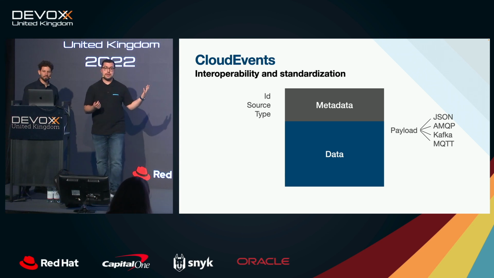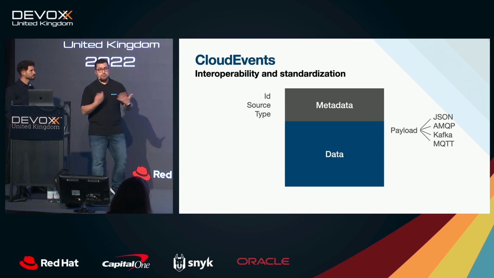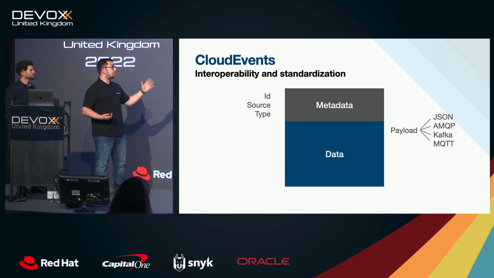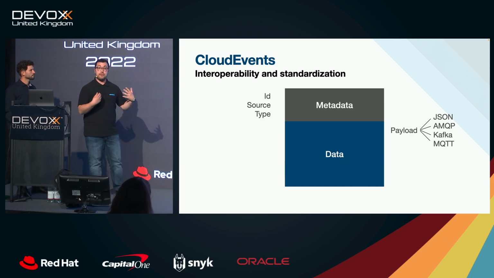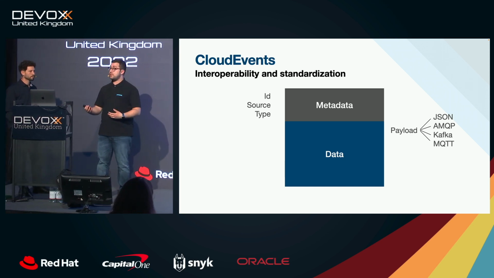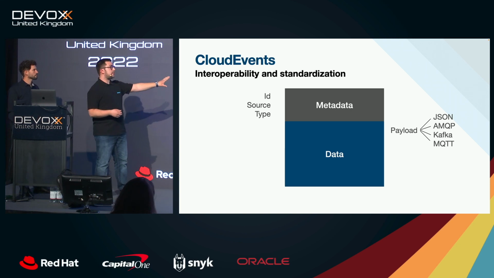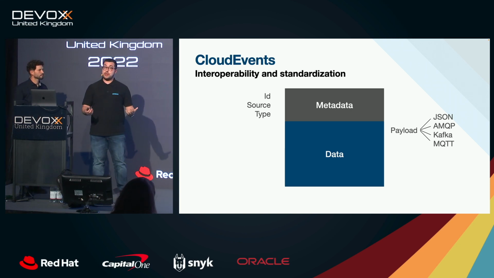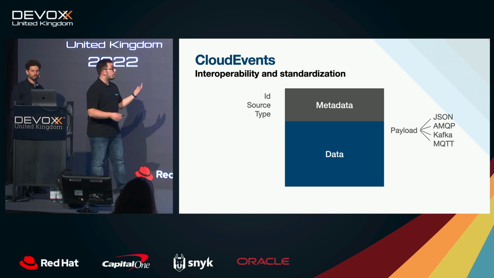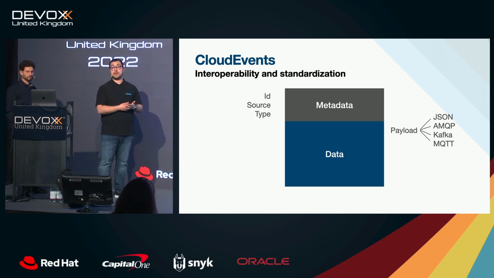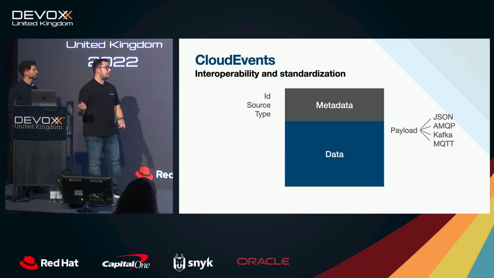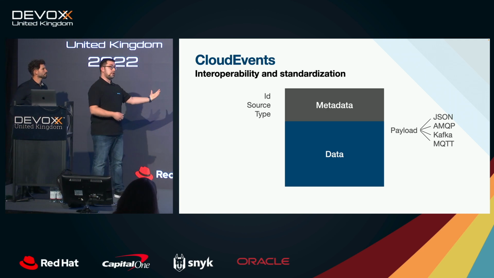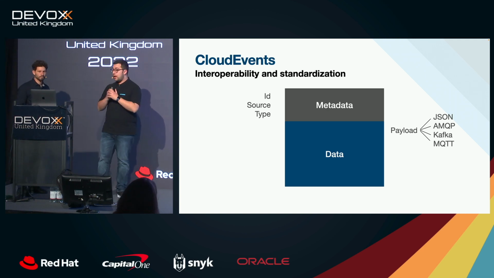A cloud event is a simple data structure. We have some metadata that are really important to identify and route events. And then we have a payload that could be anything we want. It could be a JSON object, but it could also be an AMQP message, for example. So you could use Cloud Event to transfer an AMQP message that may be originated from RabbitMQ somewhere else, but in a standard way. You can use it with Kafka, MQTT, and so on and so forth.